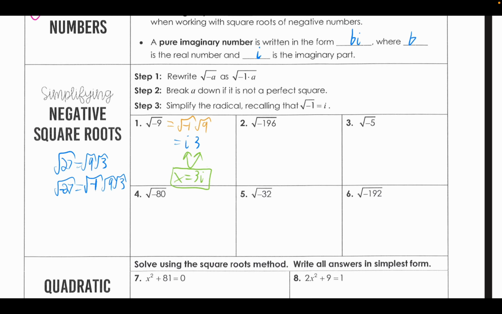So number 2, the square root of -196. We'll call this the square root of -1 times the square root of 196.